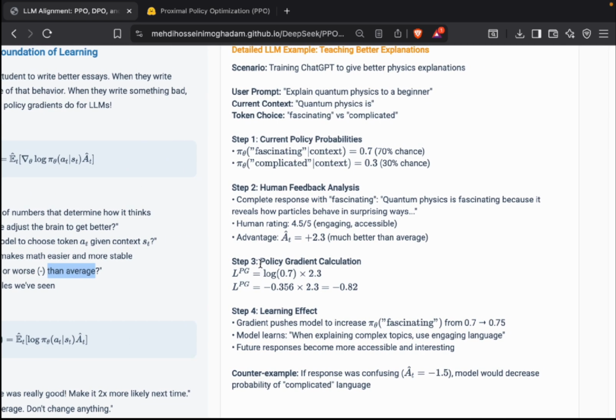Once we calculate the policy gradient, this would be the result. The loss would be minus 0.82. And imagine the gradients push the model to increase the choice of fascinating from 70% to 75%. So what the model learns is, when explaining a complex topic, use engaging language, and that's how we align it generally.